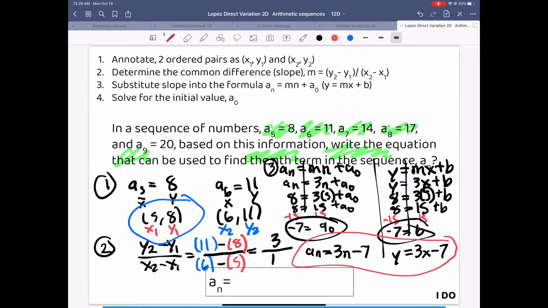So depending on which one you like, either way, this is a non-negotiable. You definitely need to learn how to find the slope. You definitely need to know how to find the slope.